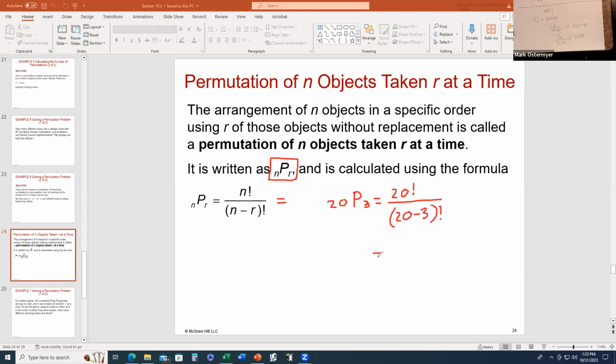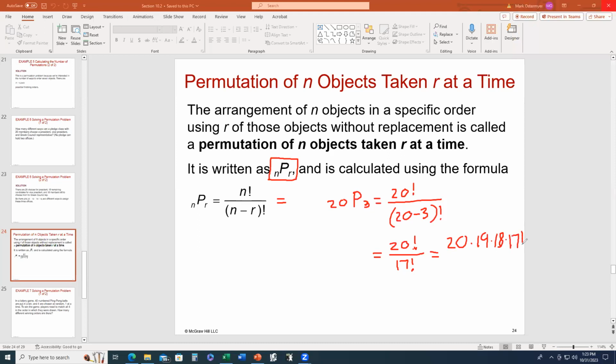So that's going to be 20 factorial divided by what? 17 factorial. Now, what's the easy way to negotiate this? You remember the little trick I showed you? I would write this as 20 times 19 times 18 times what? 17 factorial. Do you agree? Divided by 17 factorial. So what happens to the 17 factorial here? They cancel out. Drop out.